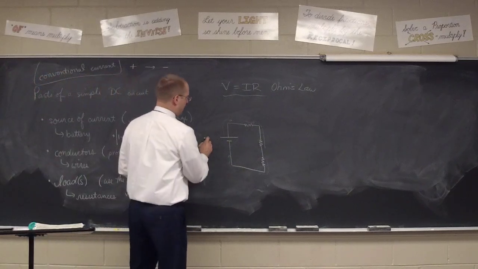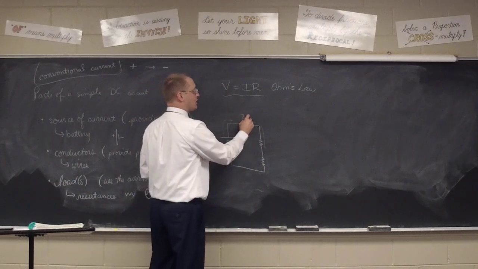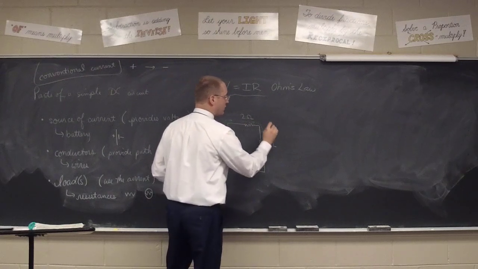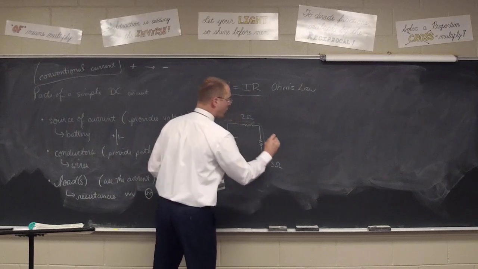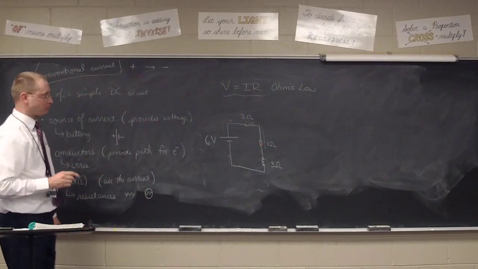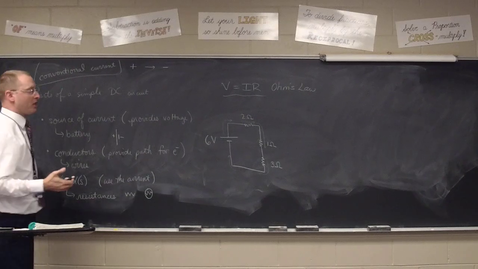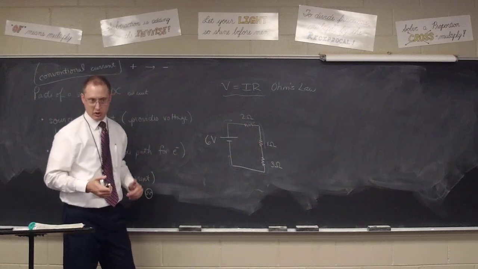Let's just say, again, we've got a 6-volt battery for sake of illustration. Let's suppose the first resistance is a 2 ohm resistance or a 2 ohm load. The next load might use only 1 ohm of resistance. Perhaps the next one has 3 ohms of resistance. What we're going to want to do then is to determine what is the equivalent resistance in our series circuit.